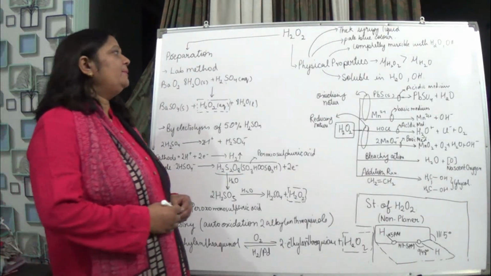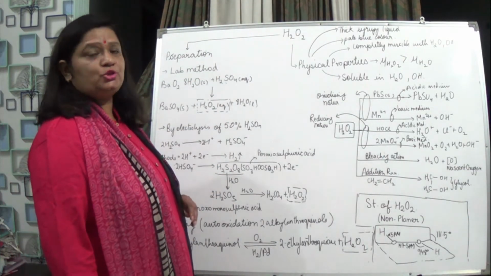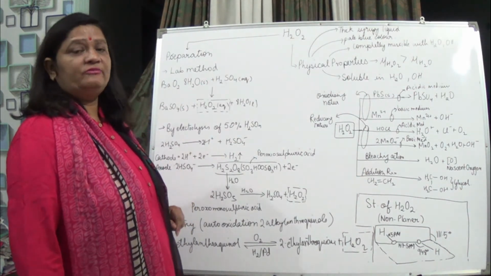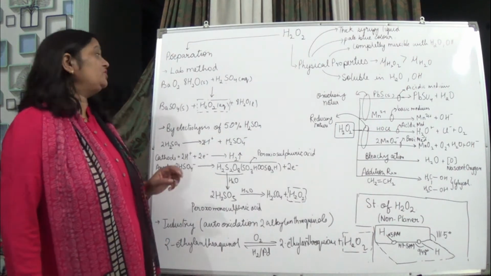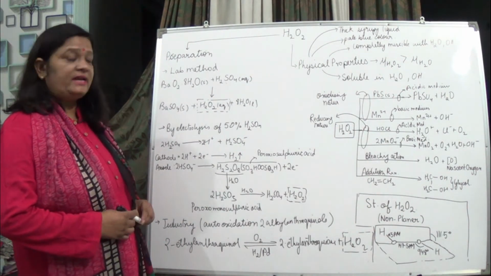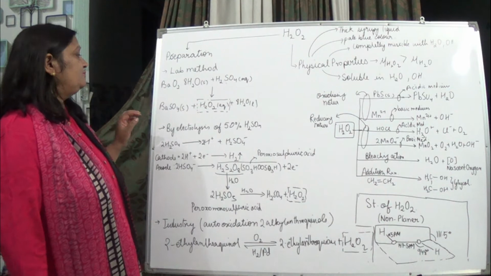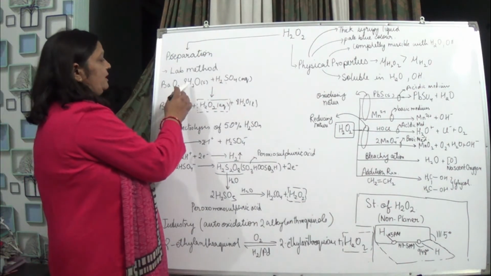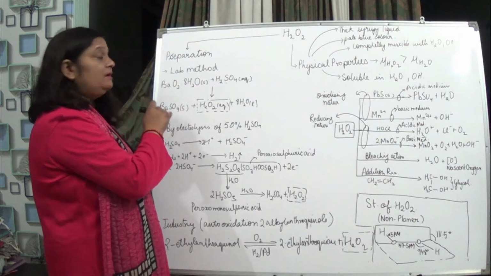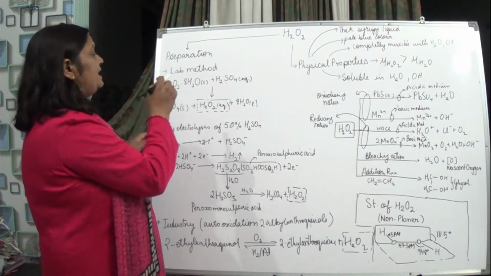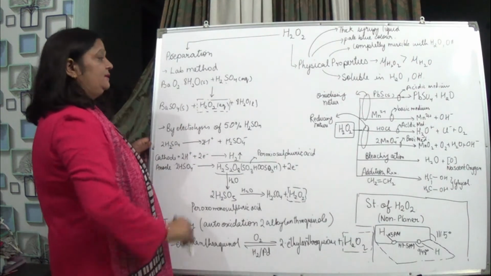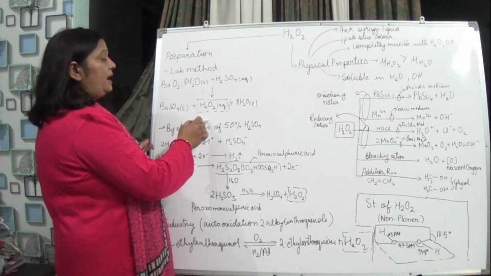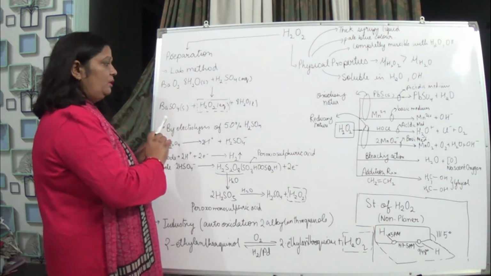Now let us study about hydrogen peroxide, that is H2O2. How can we prepare it? The preparation of hydrogen peroxide in the lab. The lab method we are studying first. We are taking BaO2.8H2O, this is barium peroxide, plus sulfuric acid. This gives us barium sulfate plus hydrogen peroxide plus water.